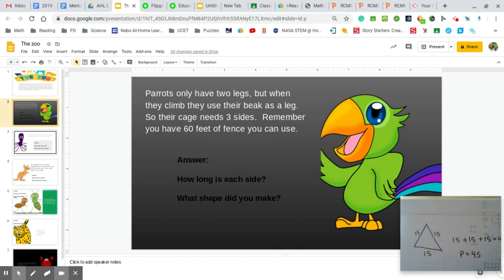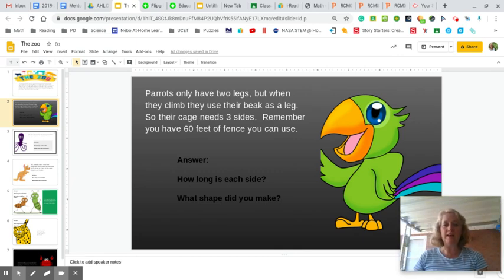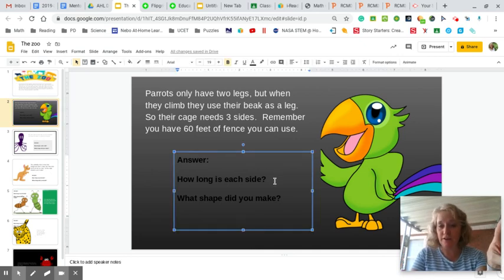So click picture and insert it on your slide. So how many sides, how long is each side? It's 3. And what shape did you make? It might have been a triangle. It might have been an irregular shape. But see if you can make polygons and quadrilaterals when you are doing these slides. Okay? And don't forget to insert your picture on this slide too.